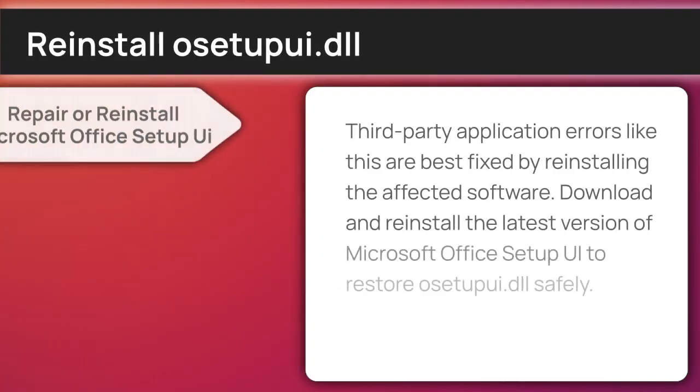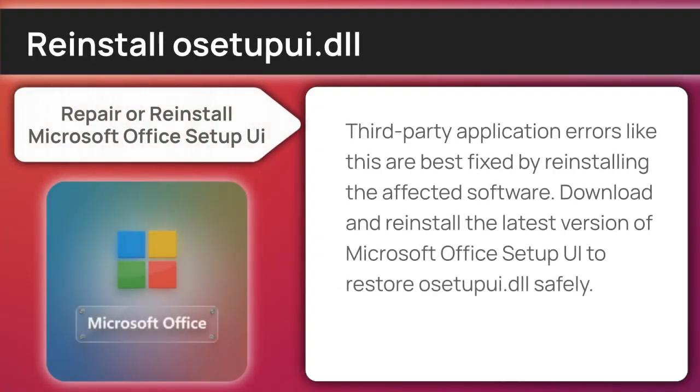Third-party application errors like this are best fixed by reinstalling the affected software. Download and reinstall the latest version of Microsoft Office Setup UI to restore Osetupui Library DLL safely.